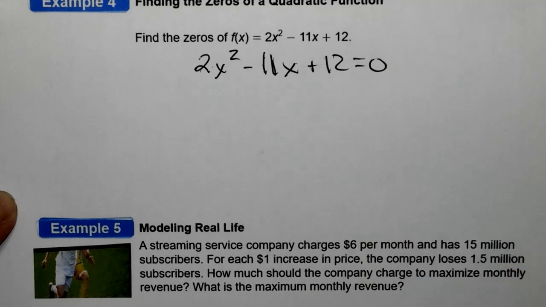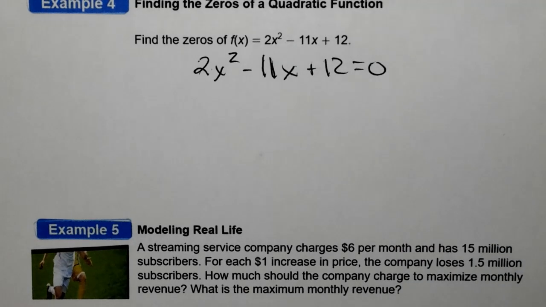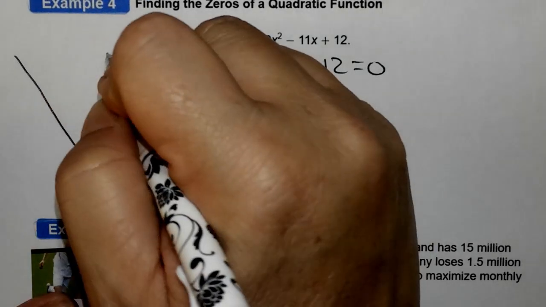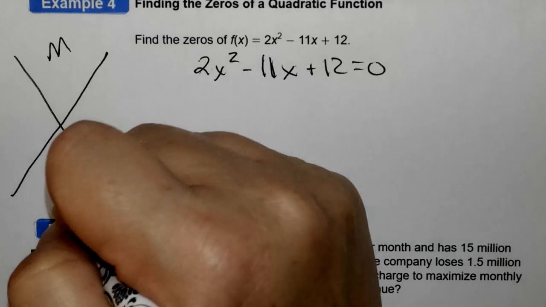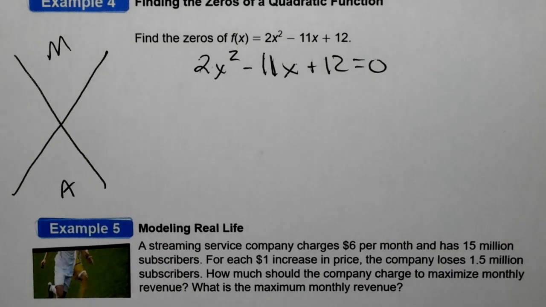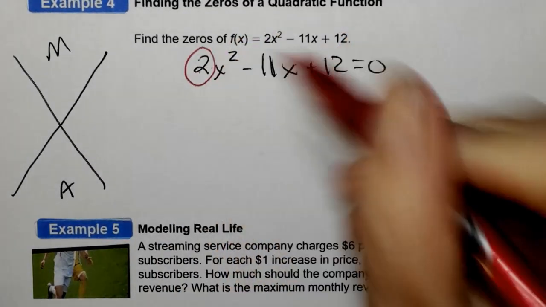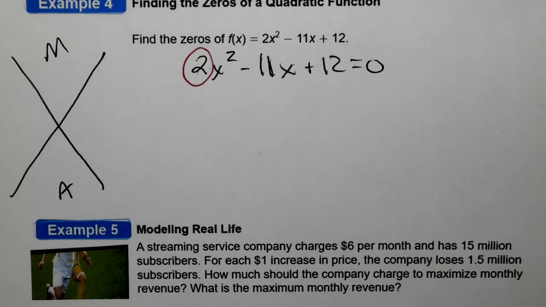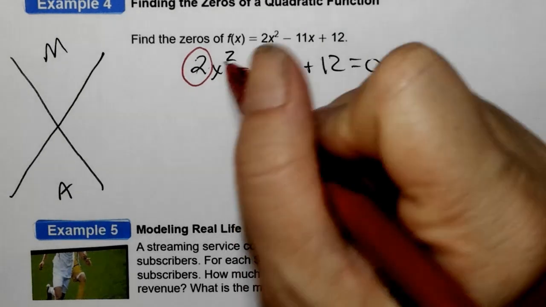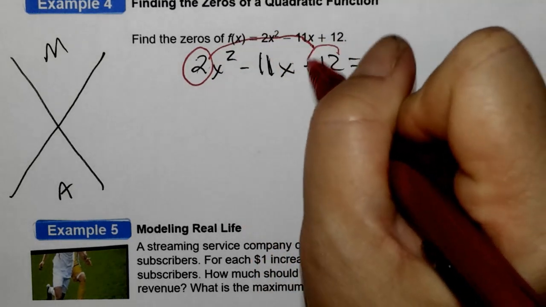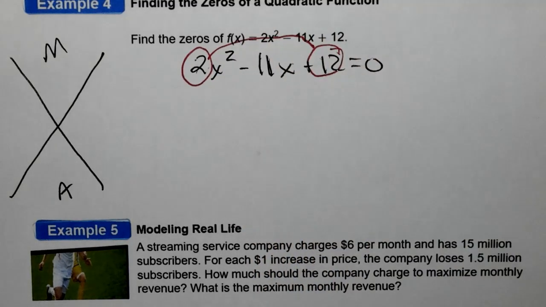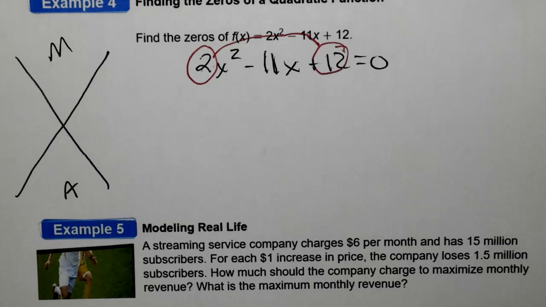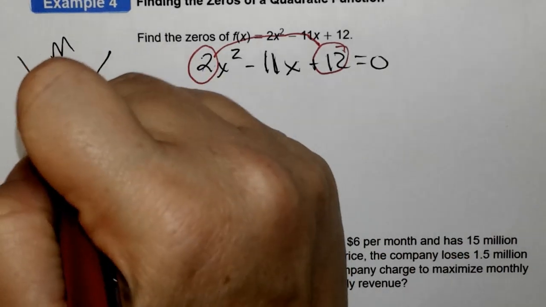So because of that, now we have to find our product and sum. All right, so we got to find numbers that multiply and numbers that add. Okay, so what numbers do we get? Well, since we have this a value, we're not going straight to 12. Plus, if you thought about two numbers that multiply to give you 12 and add to get -11, you'd be there all day. So we have to multiply 2 times 12. So 2 times 12 gives us 24.